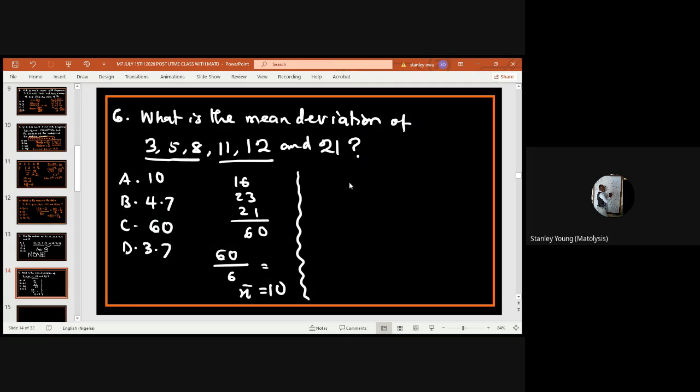So let's get the absolute deviations from the mean. 3 minus 10 is minus 7, I just need the absolute 7. 5 minus 10 absolute is 5. 8 minus 10 absolute is 2. 11 minus 10 absolute is 1. 12 minus 10 absolute is 2. 21 minus 10 absolute is 11. So if you sum this together, what do you get? 28. Good. So we have 28 divided by 6.